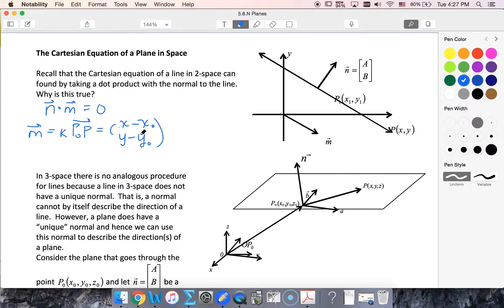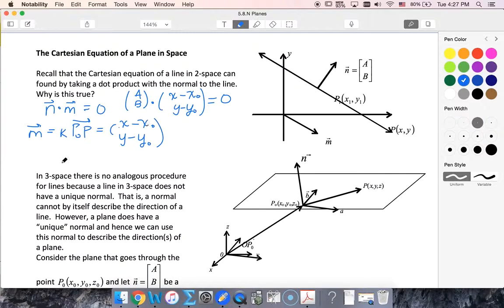So if I substitute this in for m, my n vector is AB dot x minus x naught, y minus y naught, and that's going to be equal to 0 because I know they'll be perpendicular. So it doesn't matter what this scalar is, how many times I go the direction, however long that vector is, the dot product will be 0. So that's why I can ignore that.